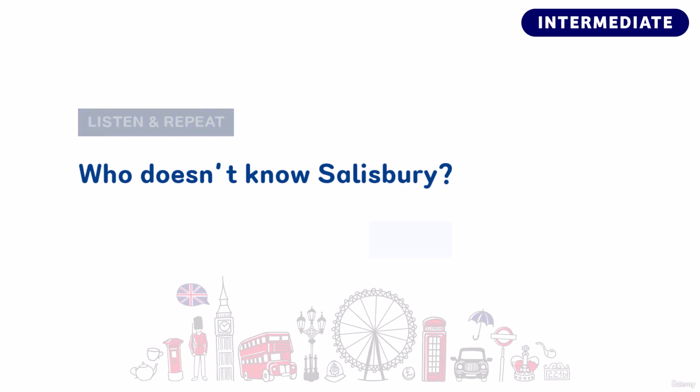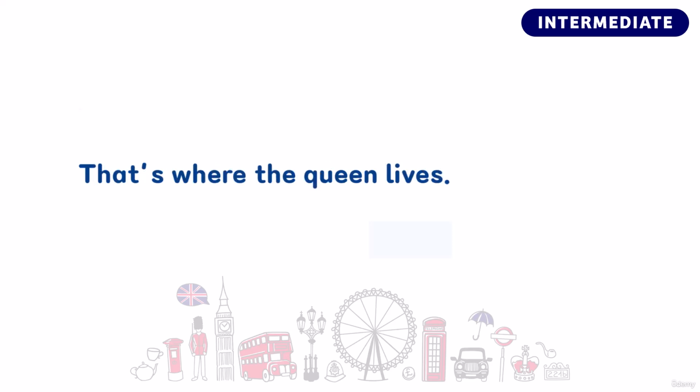Excellent job, well done. Lastly, when person A fails to remember what Windsor is famous for, person B said this. That's where the Queen lives. To provide information or description of a certain place, you can first say that's where, and then use a clause to say more about that place.